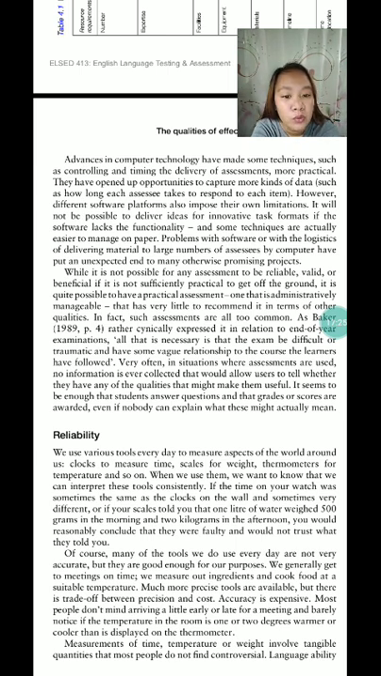Of course, many of the tools we do use are not very accurate, but they are good enough for our purposes. We generally get to meetings on time. We measure out ingredients and cook food at a suitable temperature. Much more precise tools are available, but there is a trade-off between precision and cost. Accuracy is expensive. Most people don't mind arriving a little early or late for a meeting and barely notice if the temperature in the room is 1 or 2 degrees warmer or cooler than is displayed on the thermometer.